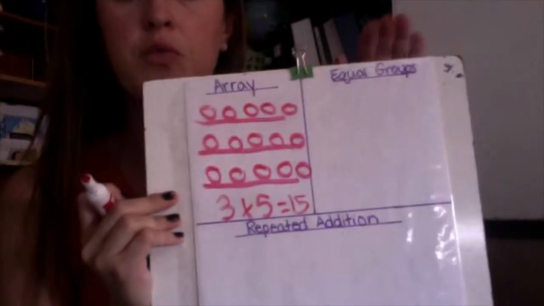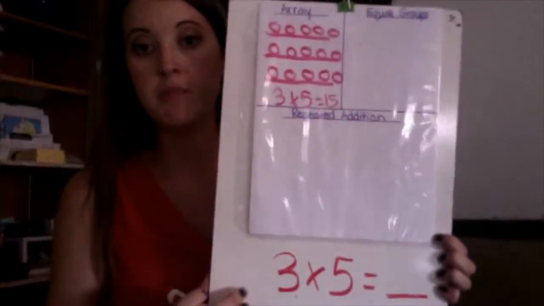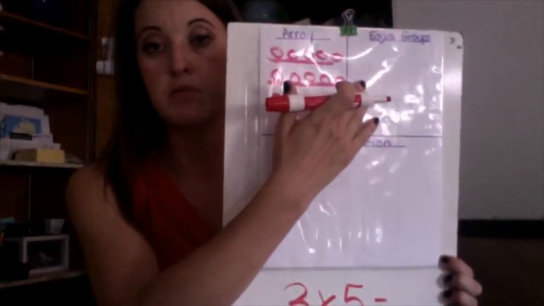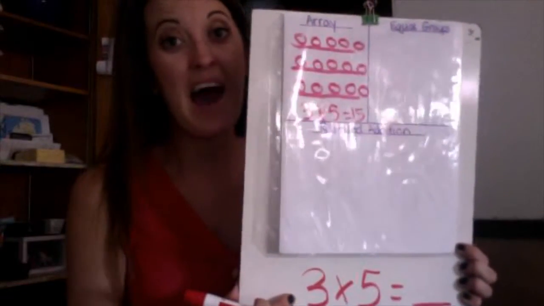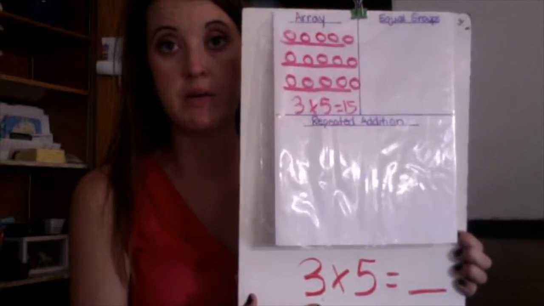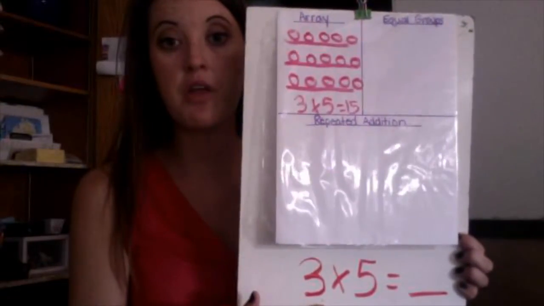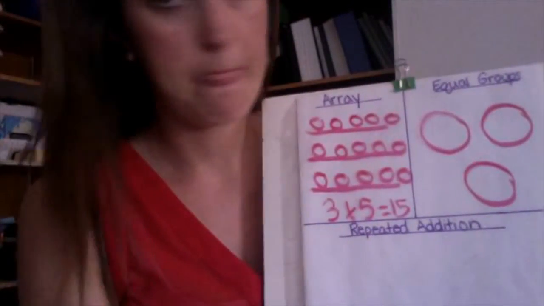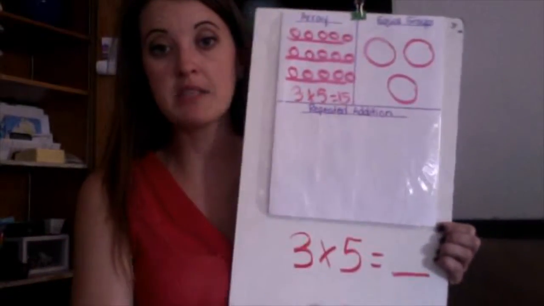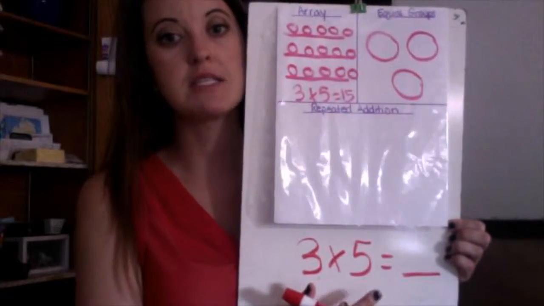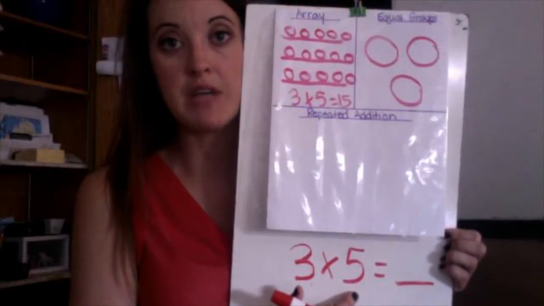Let's try the strategy of equal groups. Still using our number sentence 3 times 5, we're going to find the product using equal groups. Our first factor is going to be how many groups. How many groups am I going to make to find out how many tennis balls Kimura bought? Good. I'm going to draw 3 groups. Do that with me now. 1, 2, 3. Perfect. Now, the next factor is going to be how many go in each group. Perfect. There are 5. So we're going to draw 5 dots in each group.